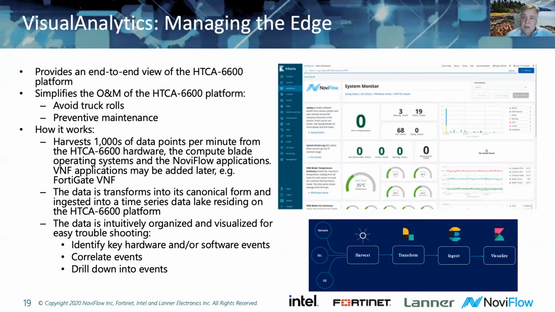The VisualAnalytics provides an end-to-end view of the hardware and software status of the HTCA platform. This simplifies the operation and maintenance of the HTCA platform and saves money. It avoids unnecessary truck rolls. Consider that a single truck roll may cost in excess of $1,000 per instance. It allows preventive maintenance to be scheduled to replace failing parts such as fans and power supplies. This is how it works.